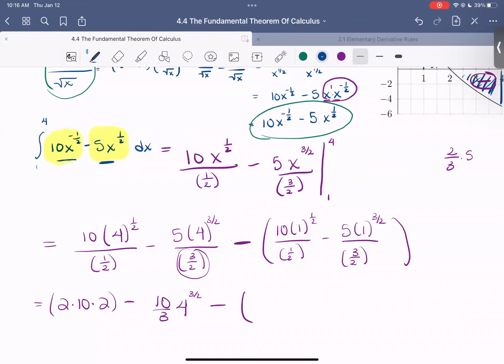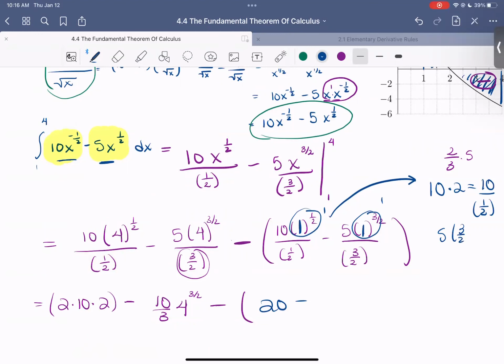Minus, now here a lot of things simplify. So anytime we have 1 in a base, no matter what the exponent is, our output is going to be 1. 1 to any power is 1. So what we have here is 10 divided by 1/2, which is the same thing as 10 times 2. I'll write that out just so we see it. So that would be 20. Then we have 5 times 1 divided by 3/2, which is equal to 5 times 2/3. So that would be 10 over 3.